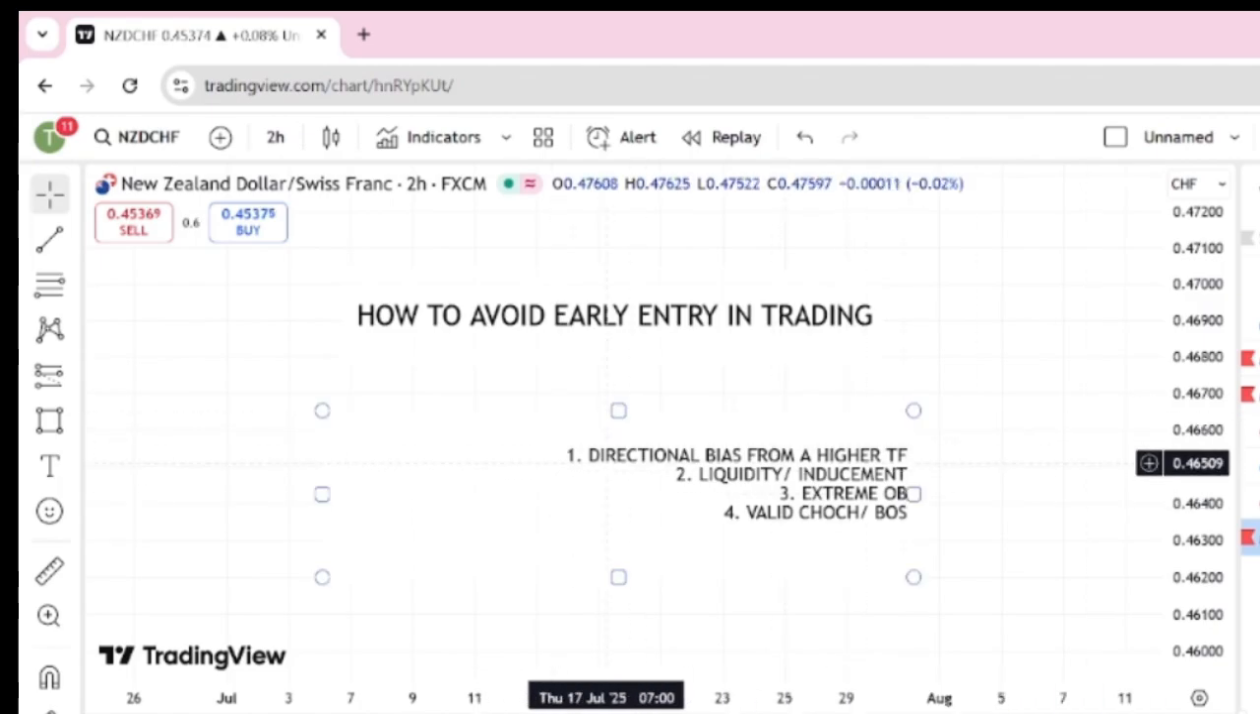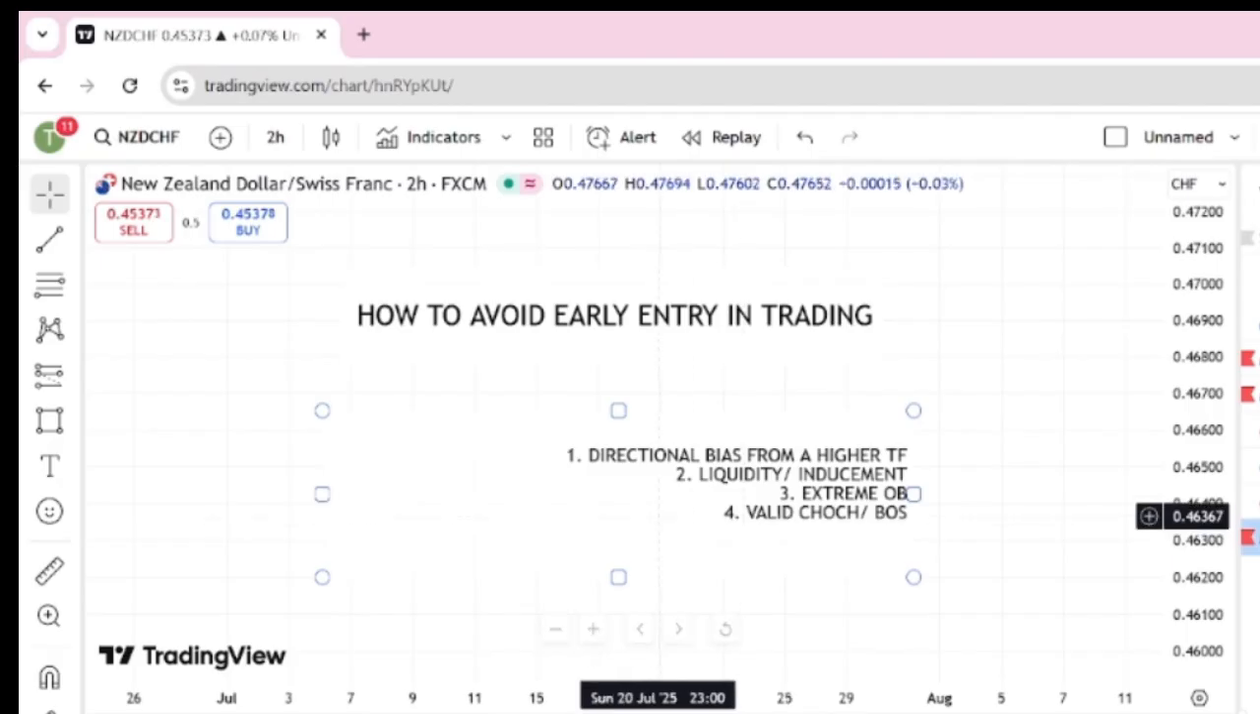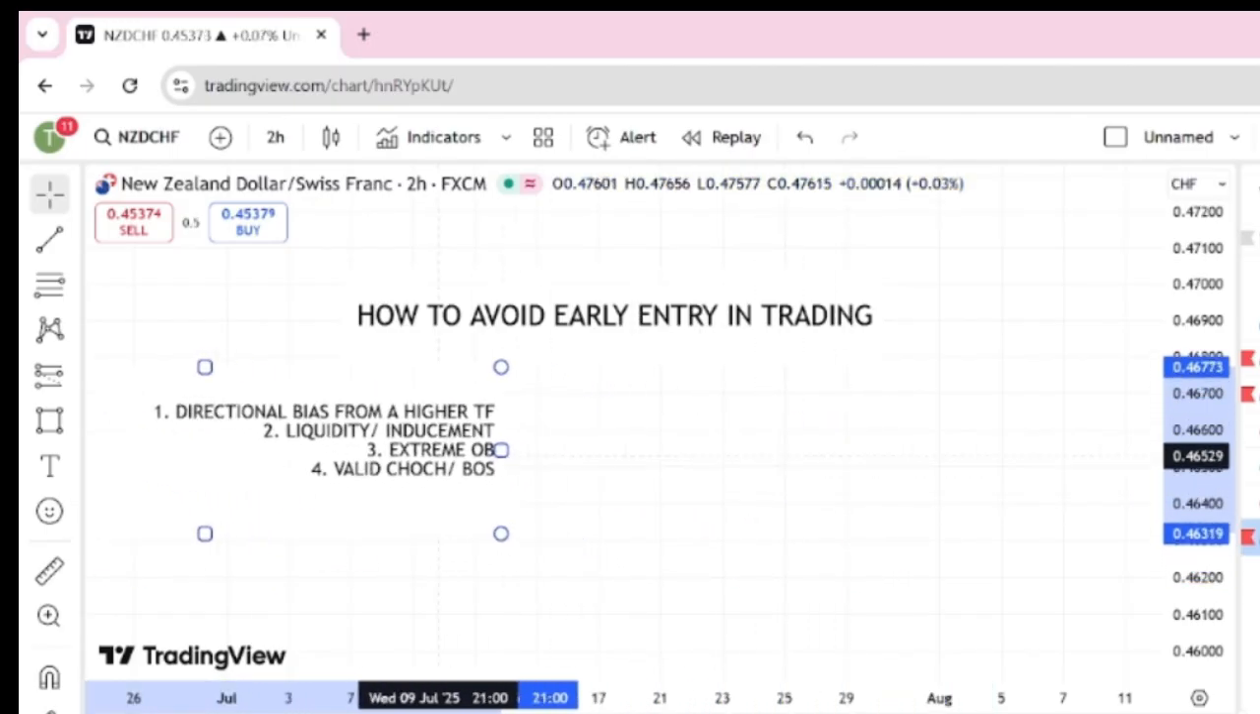From the first one, we said directional bias from a higher time frame. Second is liquidity or inducement. The third one is trading from an extreme order block. Then the fourth one is identification of a valid change of character or break of structure. Let me explain these points one after the other before going into a real-life chart. So let's push this aside.